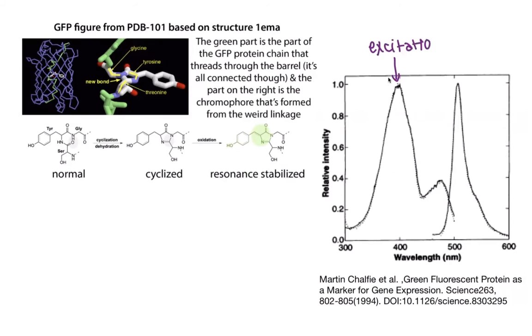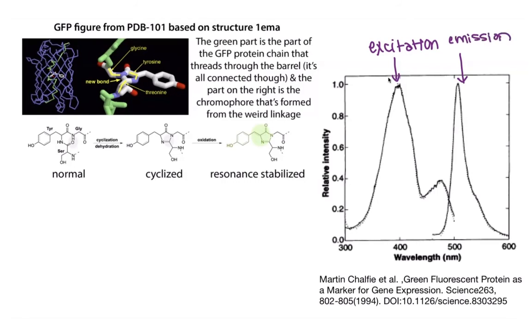Excitation. So this is our excitation, our absorbance, same idea. Because remember that it's absorbing light and that's exciting the electrons to a higher energy level. So this is going to be our excitation. And then this one, well, this one's going to have a longer wavelength. It's going to be lower energy. This is going to be our emission.